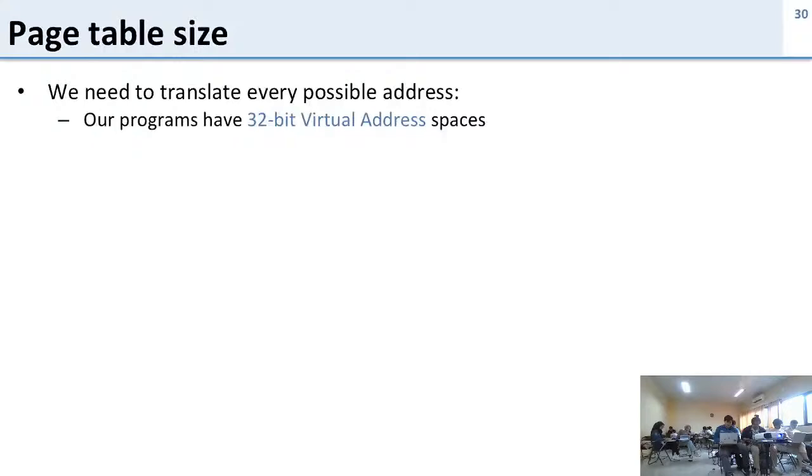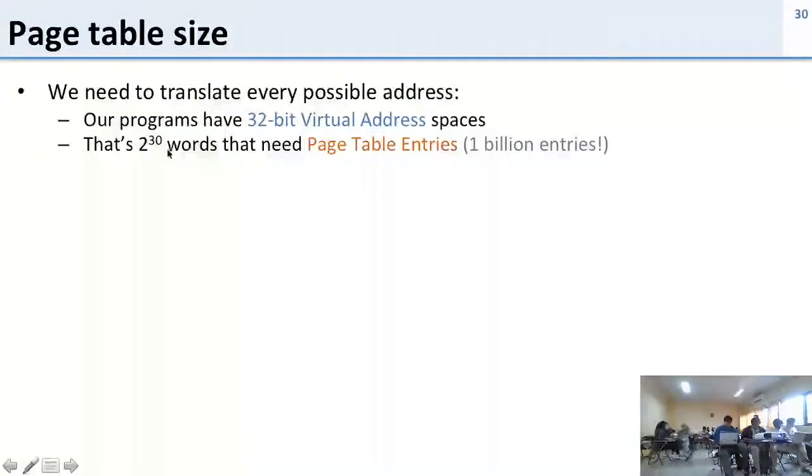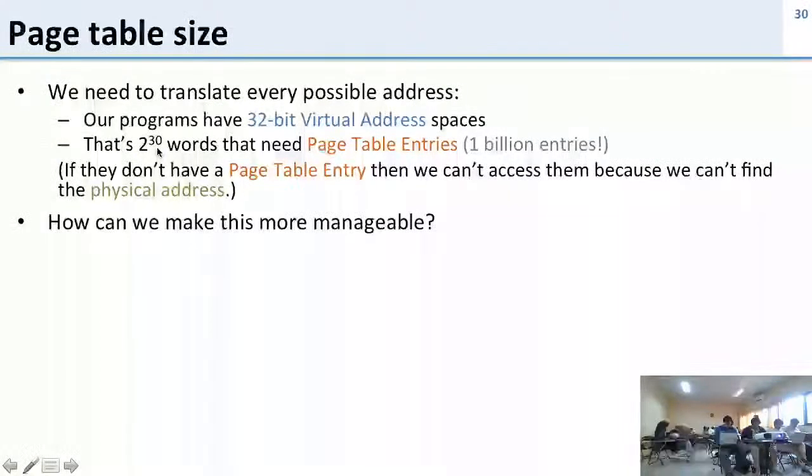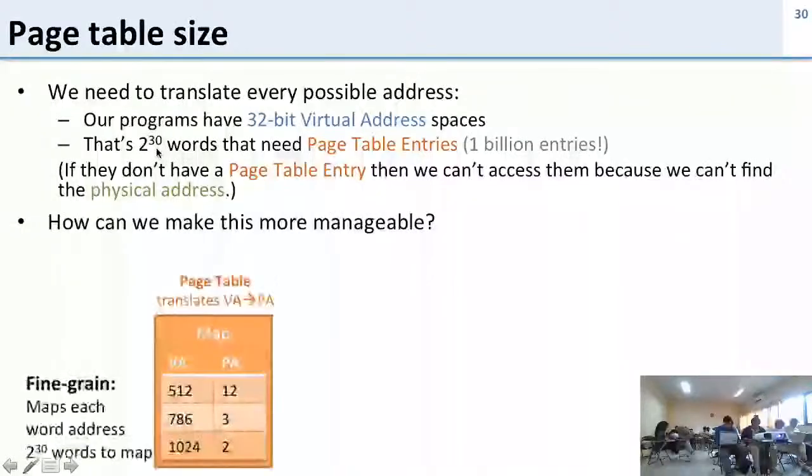Well, let's talk about page table size. So we need to translate every address. Our programs have a 32-bit virtual address space, and we have to be able to access everything in it, or the programs can't use all their address space. So that's 2 to the 30 words that need page table entries. If we have one entry for every word, it's 1 billion entries. That's way too many entries. Now remember, if we don't have a page table entry, then we can't access that location. We need the page table entry to get the physical address so we can actually load the data. So we have to have some sort of page table entry for every single word in our virtual address space. So how can we make this more manageable? Well, here's what we had before.